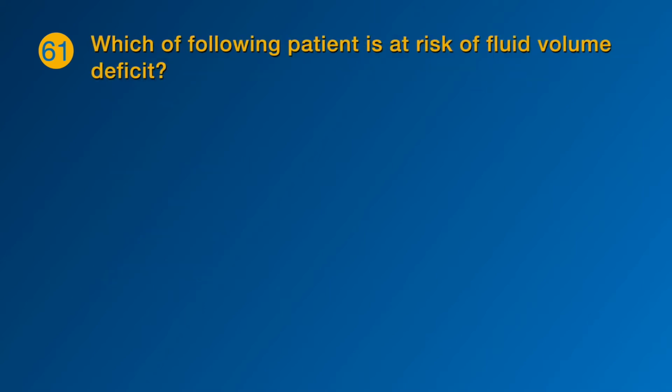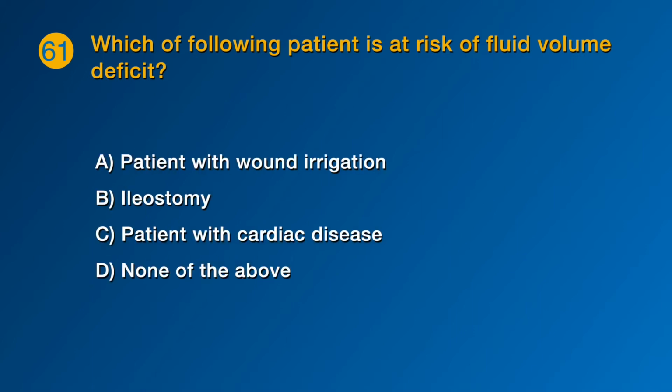Next question is, which of the following patients is at risk of fluid volume deficit? So options are patient with wound irrigation, ileostomy, patient with cardiac disease, none of the above. So answer is B, ileostomy. Because the large intestine is either removed or unused. If you have an ileostomy, the large intestine will not absorb the water from food.